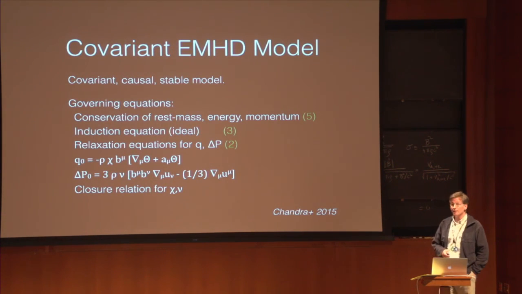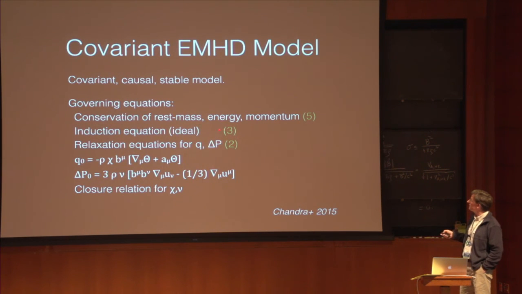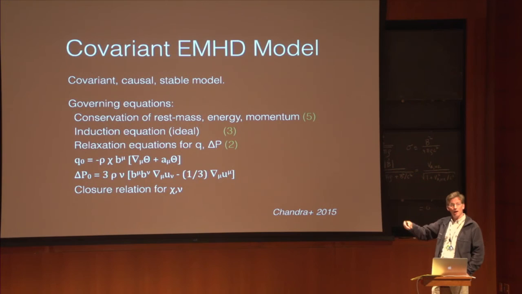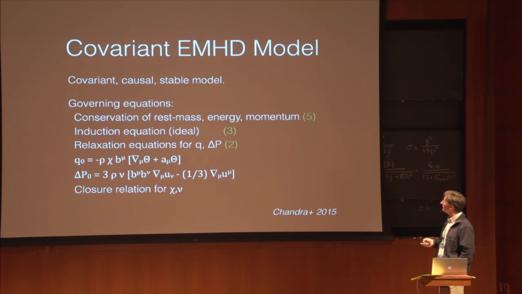So we get a set of evolution equations out of this, and we have the same set of 5 conservation equations for rest mass, energy, and momentum, the same set of 3 evolution equations for the 3 components of the magnetic field, and then 2 additional equations are required to evolve the 2 new dependent variables, which are Q and delta P. And those are almost just simple relaxation equations that bring these quantities to the naive values, which I've written down here. I can explain what these are in questions if anybody wants to ask.